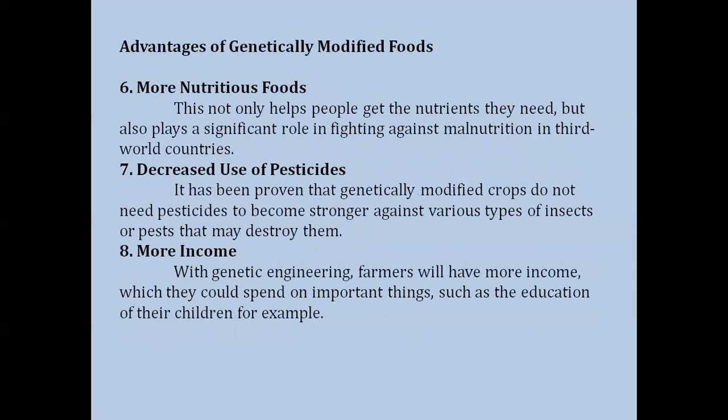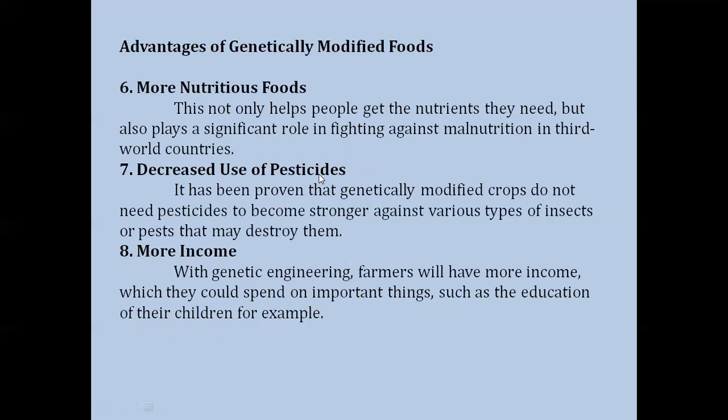Next advantage is more nutritious food. It is also believed that GMOs have more nutrition in terms of vitamins, total protein content, low cholesterol, and so on. This has also been identified in the case of hybrid tomato or GM tomato, and GM corn also.